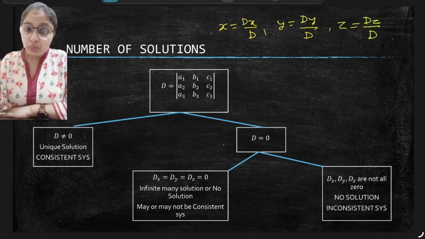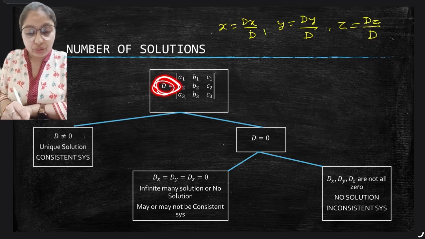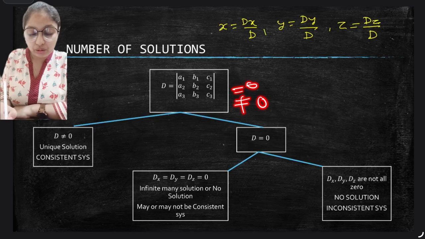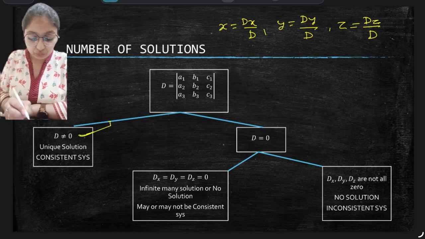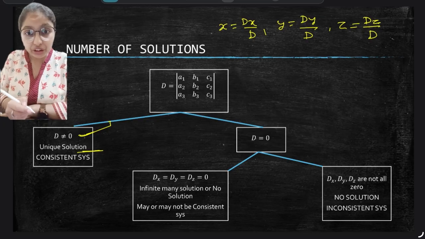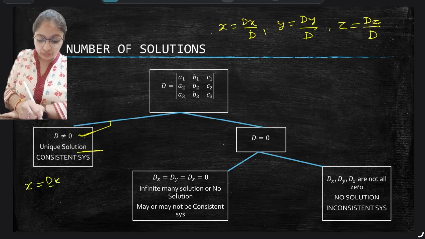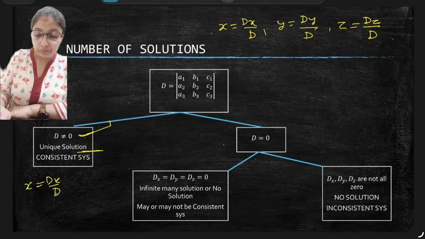But it is not always possible that we will have a unique solution only. So now we will discuss the number of solutions. Everything depends on the D. This D has two choices: either D can be 0 or D is not equal to 0. If my D is not equal to 0, then we say that we have a unique solution. And how to find that unique solution? That unique solution will be x equal to dx by d, y equal to dy by d, and z equal to dz by d.